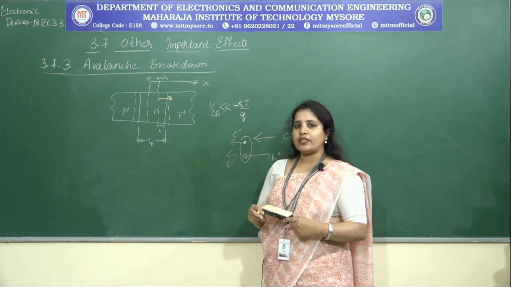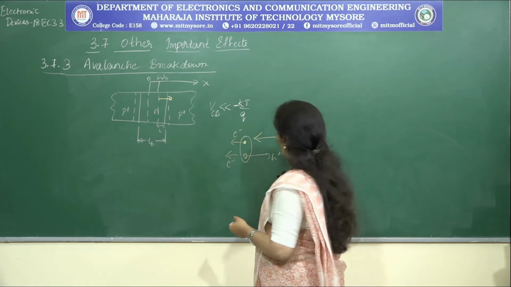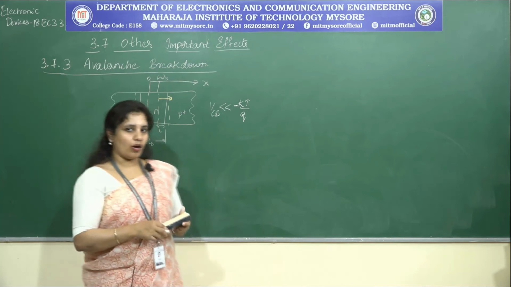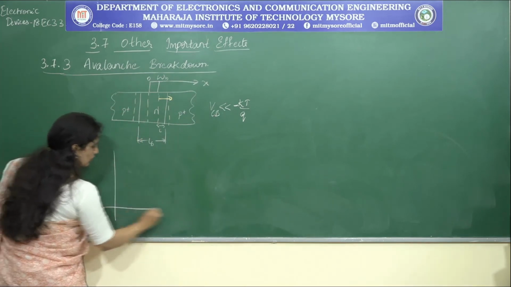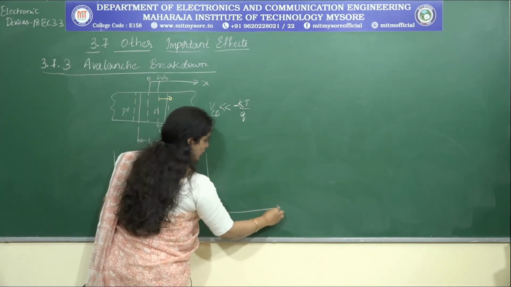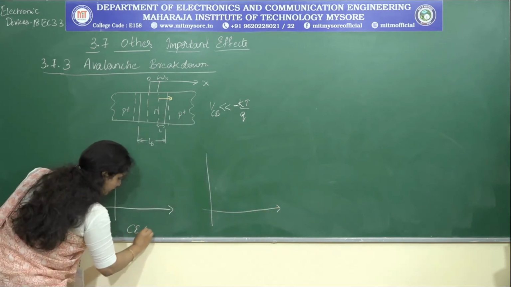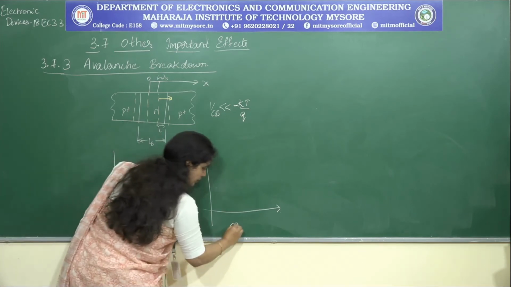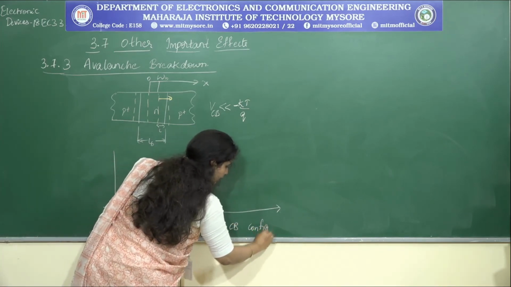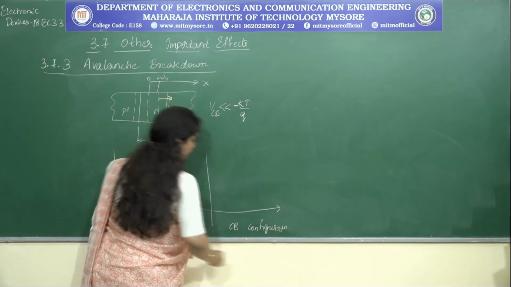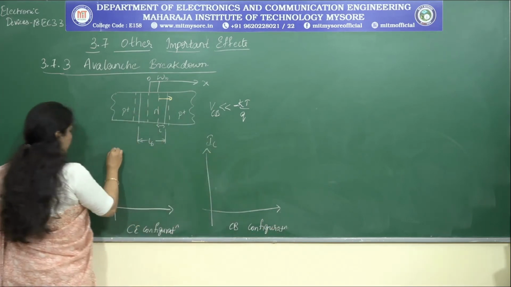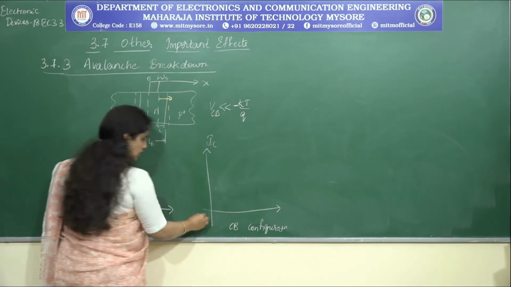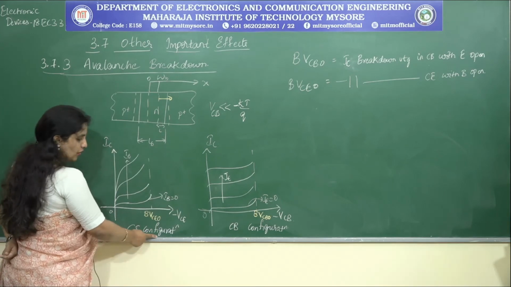Now, if I want to represent that in the characteristics, it goes as follows. Let me consider both cases, the common emitter and the common base configuration. What is the output current in both the cases? It is IC. This is the zero axis. So I have considered here the common emitter configuration.